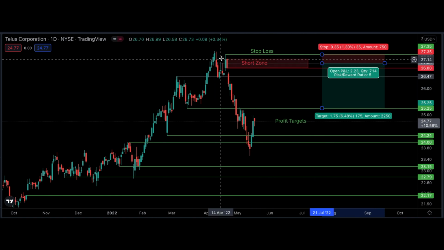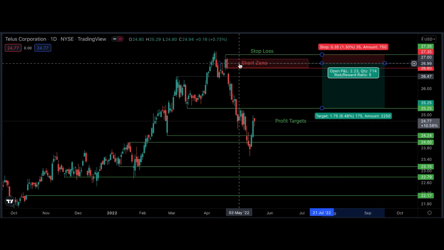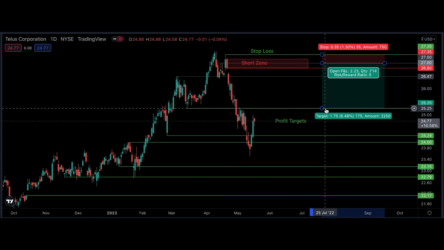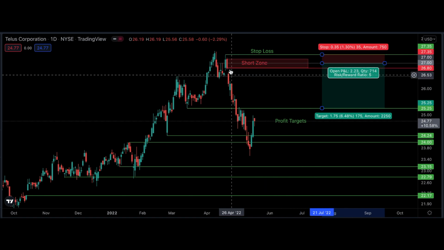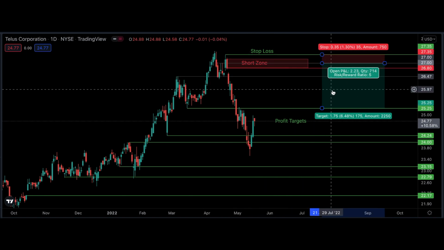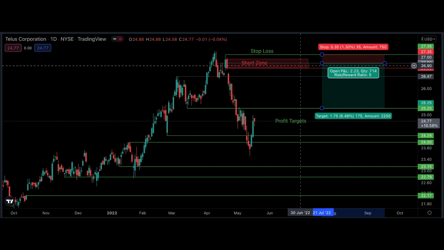I'm willing to take that little small risk there to catch this entry and to potentially make this amount of profit on a dump, because we're shorting here. So remember, when we short, we make money when it goes down. When we long, we make money when it goes up.